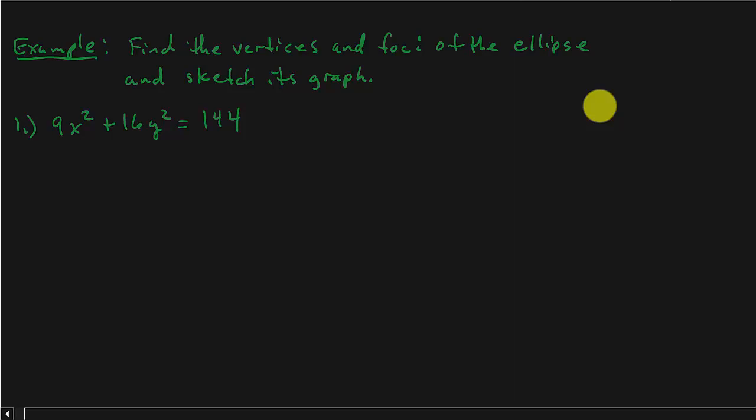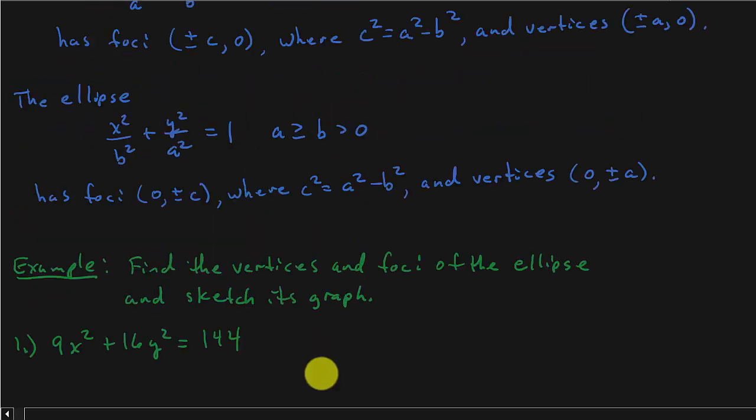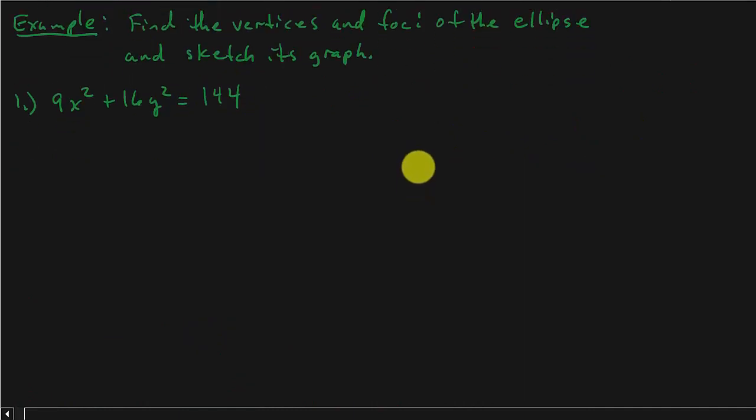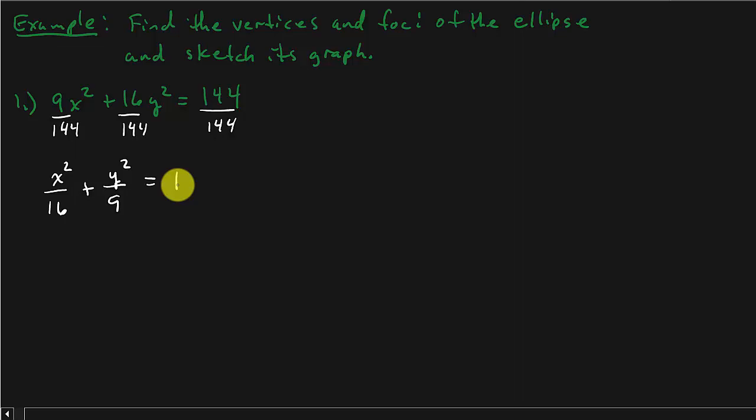All right, so notice one thing when we're graphing the ellipse. Notice what both equations are. They're both equal to 1. So this 144 here, we need that to be a 1. So what we're going to do is come down here and divide everything by 144 to get that to be a 1. So that's going to be x squared over 16 plus y squared over 9 equals 1. All right. So we know our major axis is going to be horizontal, right? Because the larger number is underneath the x squared.